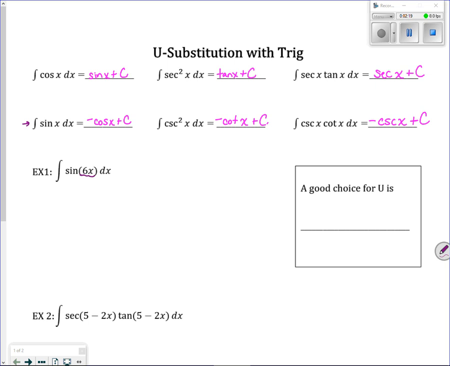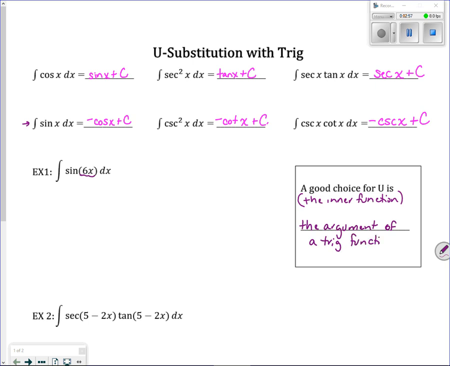So when you see trig, am I saying every time do this? No, but I'm saying that one good choice for you is, of course, the inner function. That's always true. That statement's always true. But when you see trig, a good choice for you is the argument. Does that have an E in it? I don't think so. The argument of a trig function.